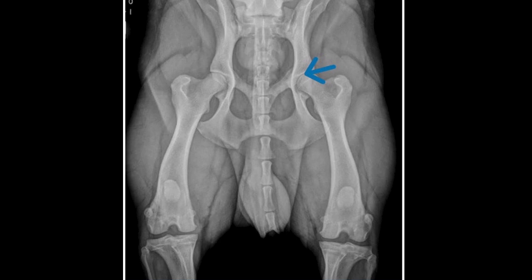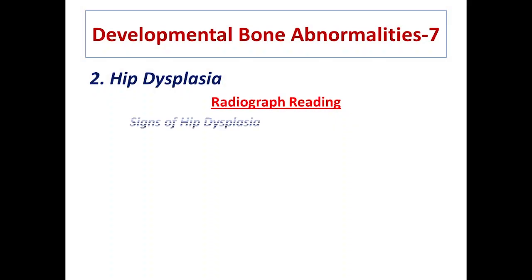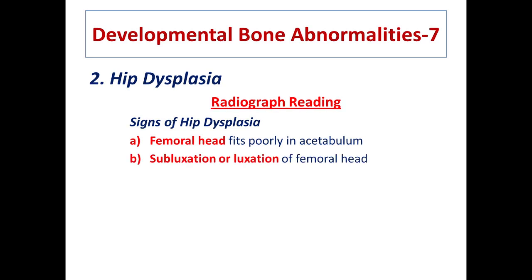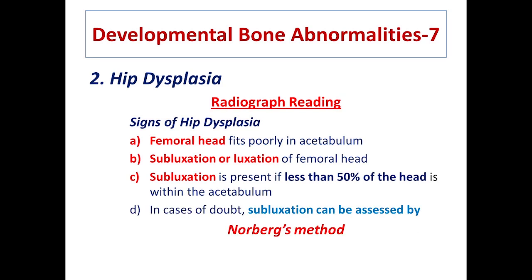Now, if we talk about a proper hip joint, you will notice the femoral head will be even and rounded. So, what are the signs of hip dysplasia? Number one is that the femoral head fits poorly in the acetabulum. There may be subluxation or luxation of the femoral head. If 50% of the head is outside the acetabulum, subluxation is present. Basically, subluxation can be assessed by a method called Norberg's method. So, what is Norberg's method?